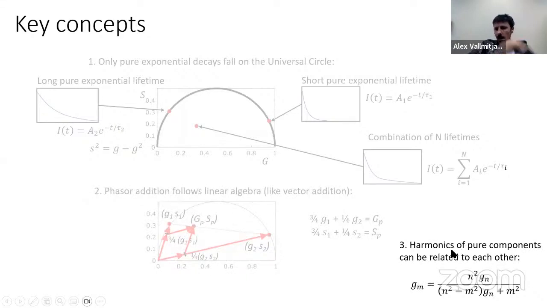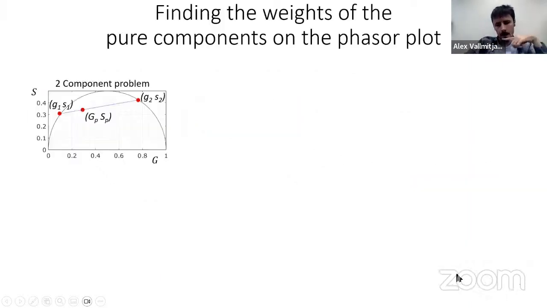Finally, higher harmonics of pure components, but only if you are on the universal circle, can be computed analytically. This is an expression to relate the higher harmonics coordinates to the first or any harmonic. That is not true for anything that is inside. So for linear combinations you cannot find the higher harmonics analytically. Okay, so all of this to set you up for the actual multi-harmonic unmixing.